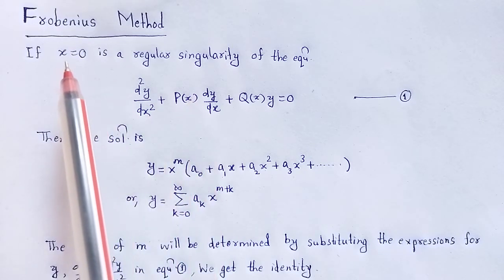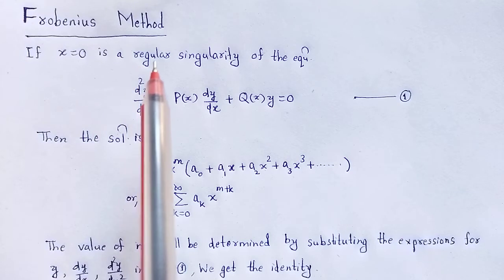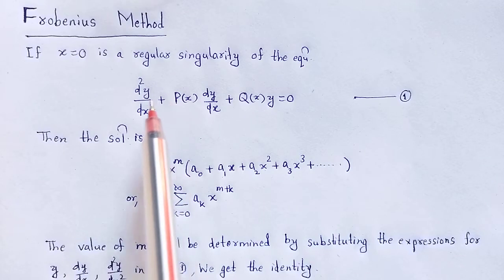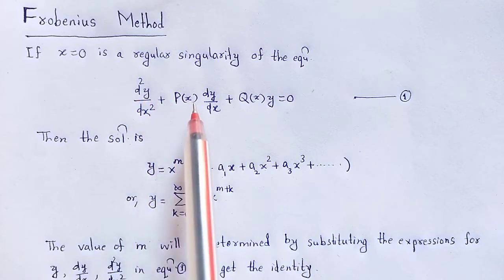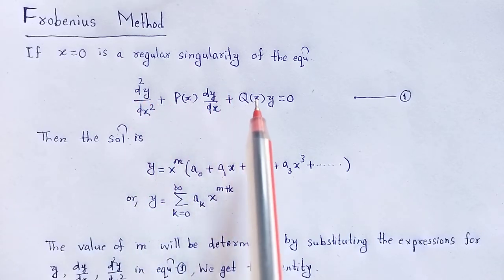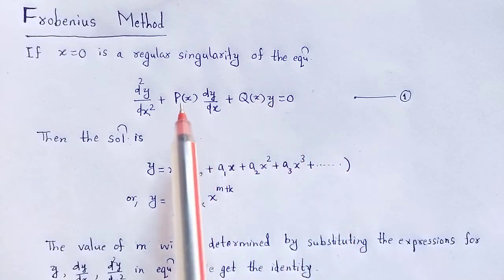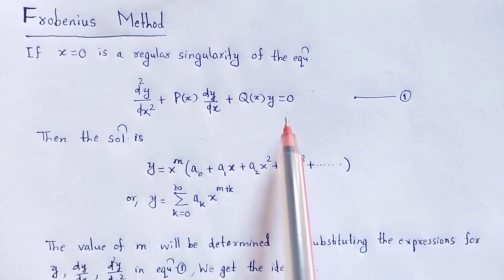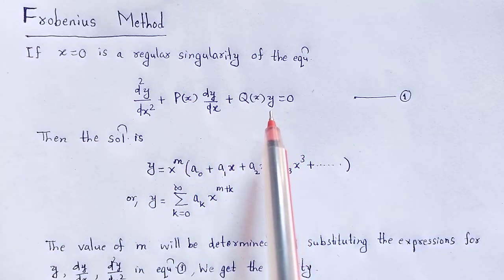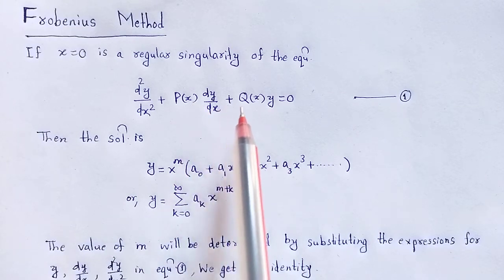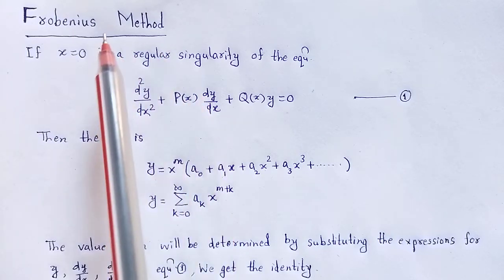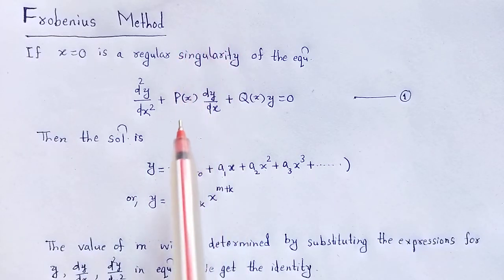Let x is equal to 0 be a regular singularity of the equation, and the equation is given by d square y by dx square plus p(x) dy by dx plus q(x) y is equal to 0, where p(x) and q(x) are functions of x. This is a homogeneous linear differential equation with variable coefficients, and its solution we have to find out by using the Frobenius method, that is the power series method.